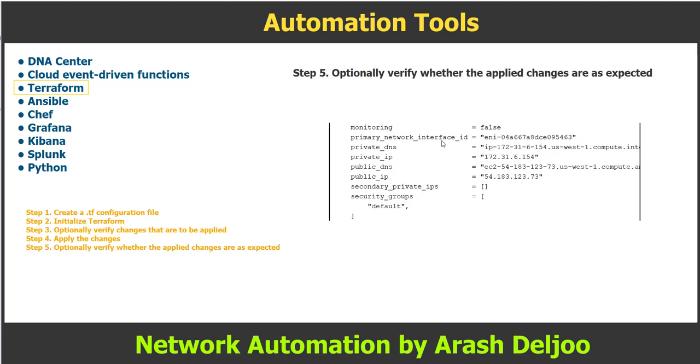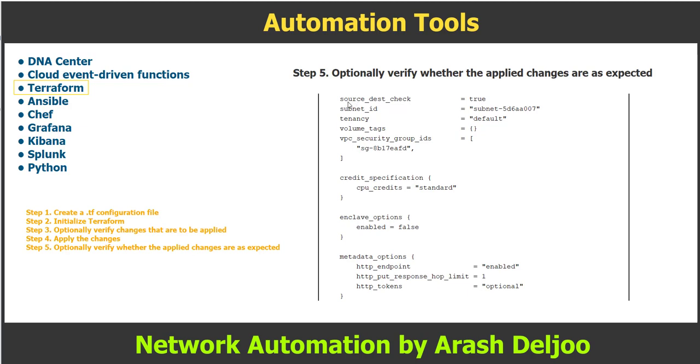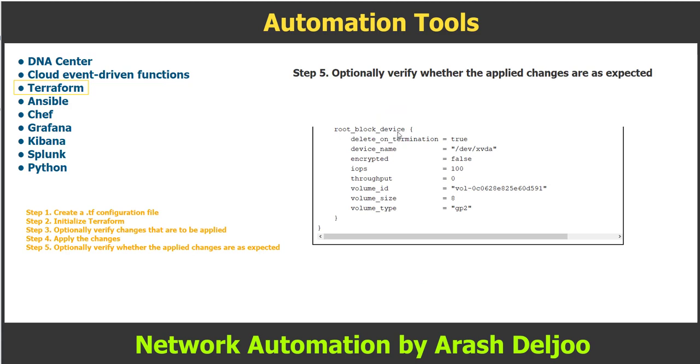For example, primary network interface ID, primary DNS, primary IP, public DNS, public IP, and some other information. This is the next page again, source disk check, subnet ID, tenancy, volume tags, and some other information that we have here. And finally, this page, root block device. For example, delete on termination is true, device name is this name, encryption, and some other information. This is step 5.